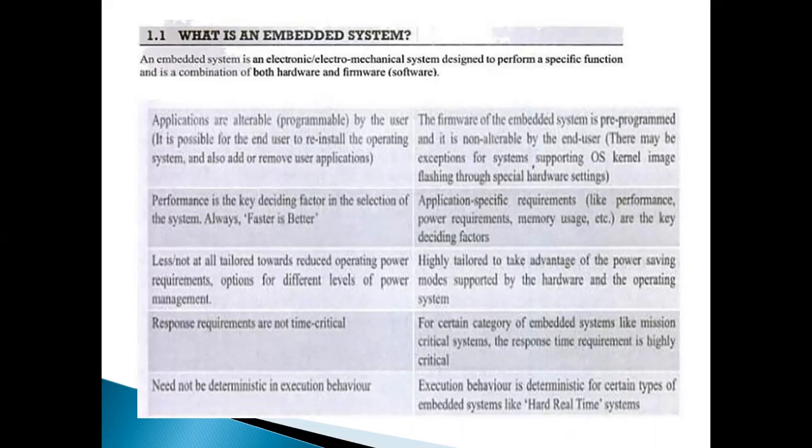An embedded system is an electronic electromechanical system designed to perform a specific function and is a combination of both hardware and the firmware. Firmware is also called software.